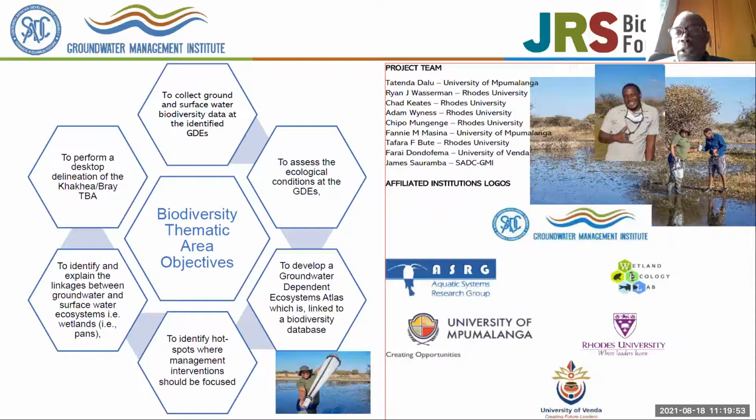So we have 4 teams in the project. The first team is on biodiversity, then we have GIS and remote sensing, then we have geohydrology or hydrogeology, and then we have gender equality and social inclusion.